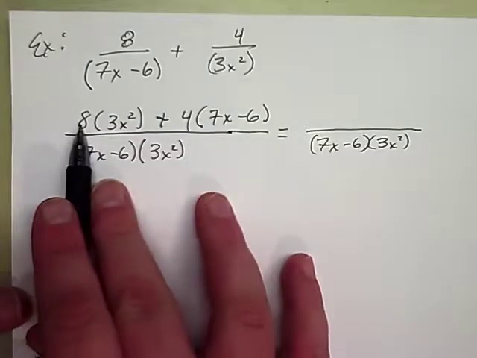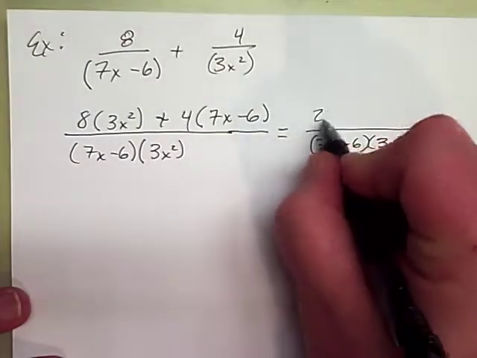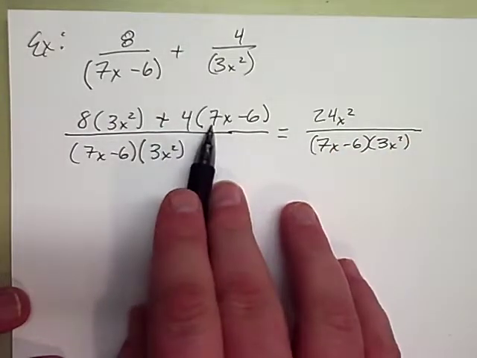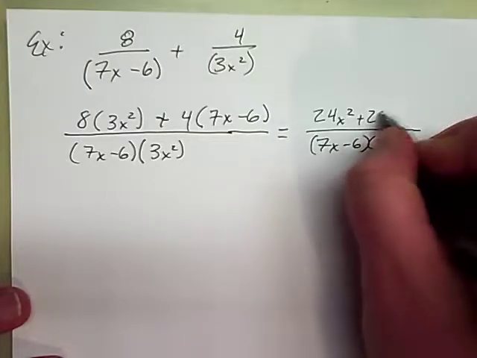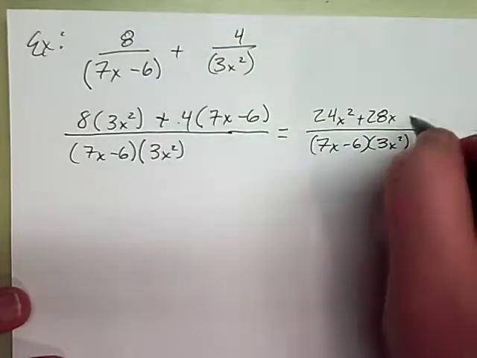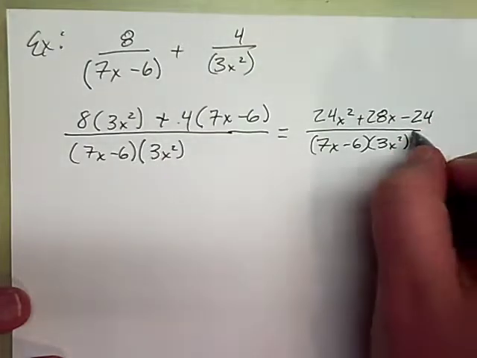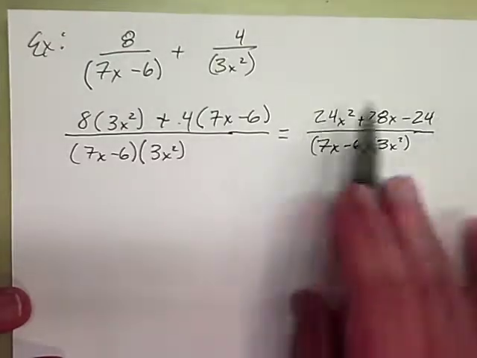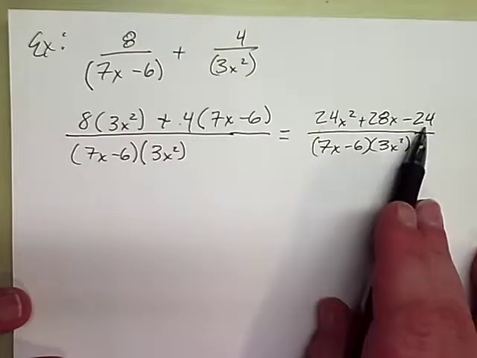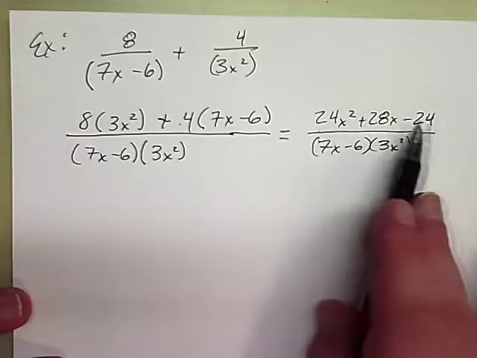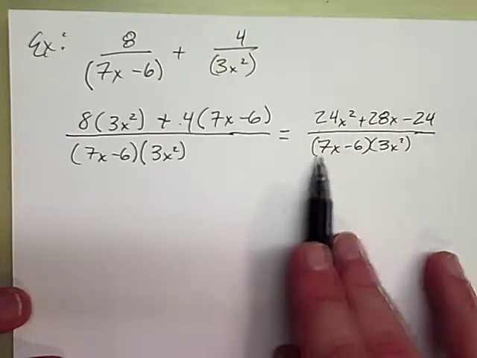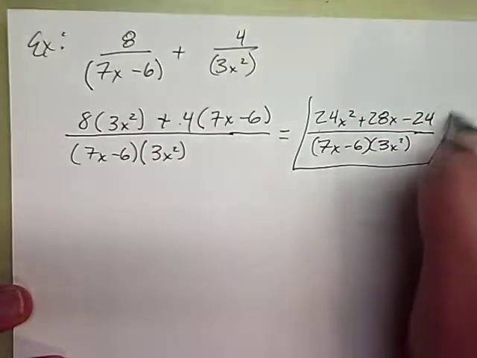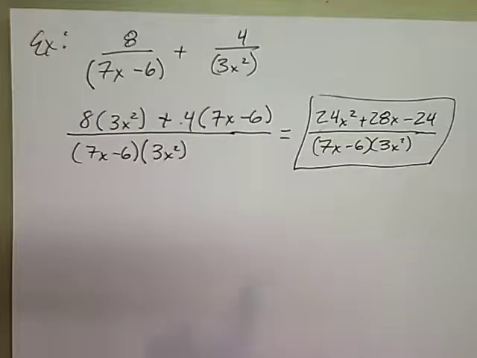And now I'm going to multiply. 8 times 3x squared is 24x squared. 4 times 7x is a positive 28x, and 4 times negative 6 is a negative 24. And now I'm really asking myself, can I simplify this any? Well, I could probably factor a 4 out. I know I can factor a 4 out of all these, but can I cancel with a 4 in the denominator? No. So at that point, I'm done. And that is it. It's as far as I can take this one.